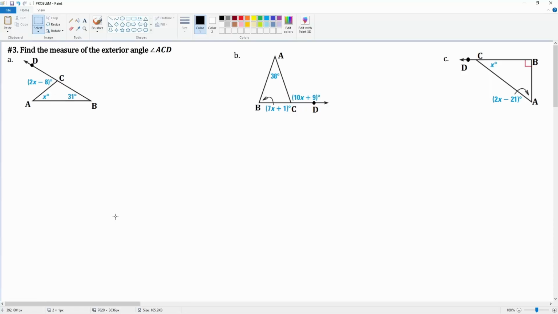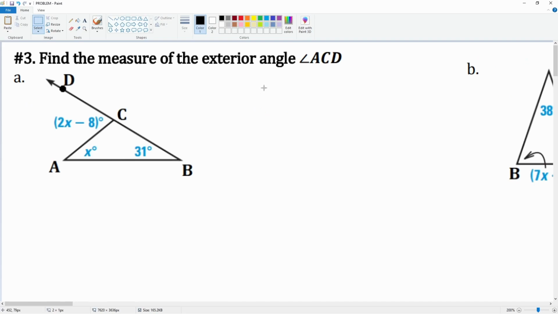Section 4, number 3, you're going to find the measure of the exterior angle of angle ACD here. All right, so the equation for these, because this is considered to be an exterior angle, EXT, then you have the two interiors right here. The equation is that the exterior angle is equal to your interior plus your other interior. Okay, so this allows us to set up the equation.